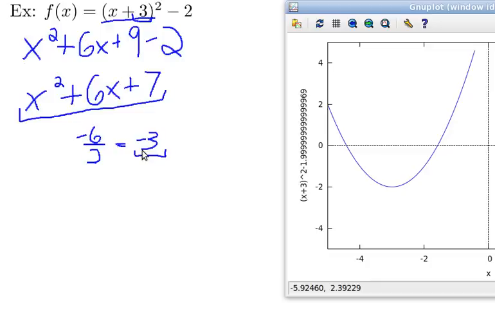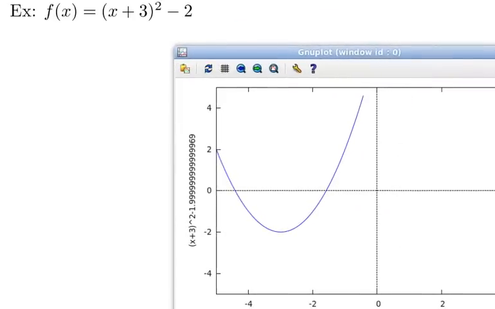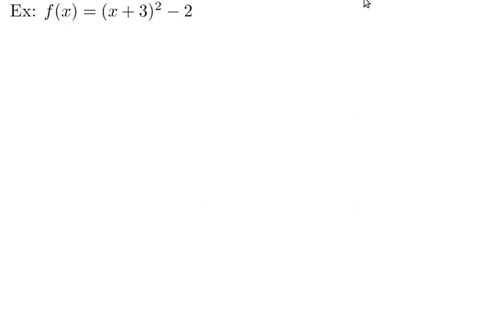Okay, that last part, connecting this to this, is not really necessary, but I wanted to go ahead and show you how to move functions, move graphs using these concepts. So I will see you in 11.3.